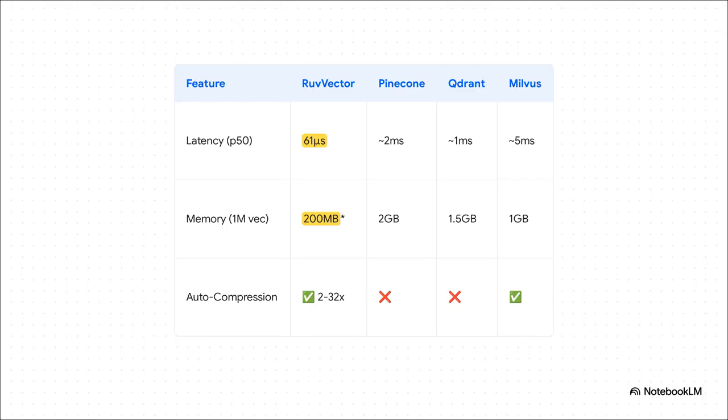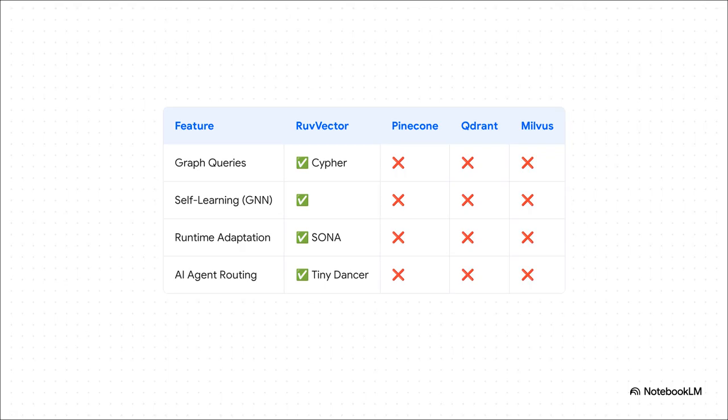That is 5 to 10 times more efficient, all thanks to some slick auto-compression. It's on another level. But performance is only half the story. This is where things get really interesting. We're talking about features like native graph queries, actual self-learning with GNNs, runtime adaptation, even routing for AI agents.